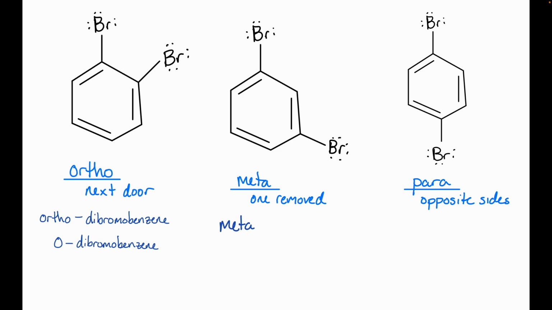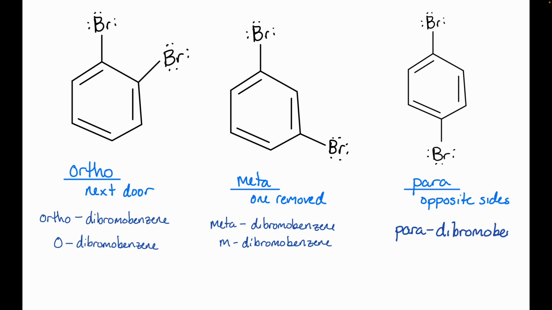So the next one would just be meta-dibromobenzene, or m-dibromobenzene. And the last one, our para, would be para-dibromobenzene. Or p-dibromobenzene.